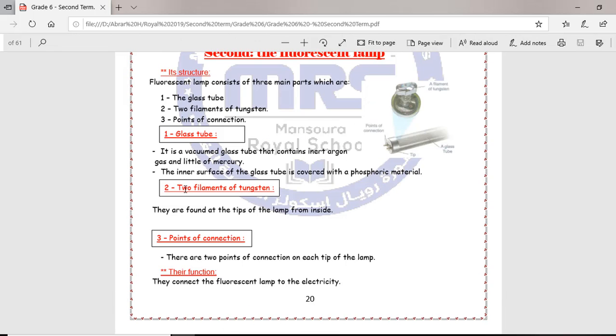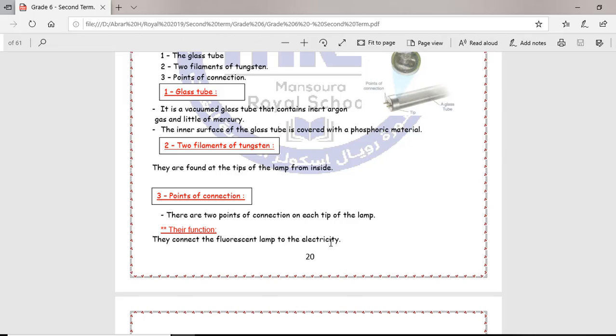The second part is two filaments of tungsten. They are found at the two tips of the lamp from inside, where each tip contains a filament of tungsten. Part number 3 is the points of connection, and we have here 2 points of connection on each tip of the lamp.